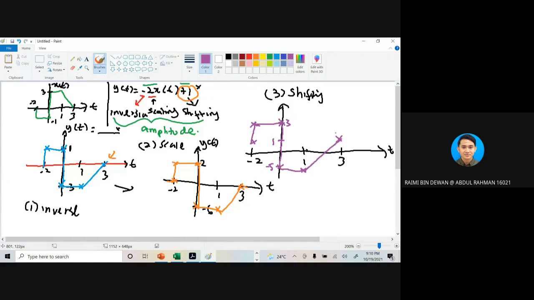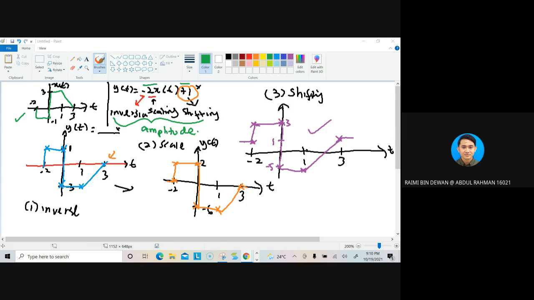You can see now, this is your finalized signal. You can compare this one with this one and see how much change it experienced. It experienced inversion, scaling, and shifting. So in this example, the signal experienced all the amplitude operations.